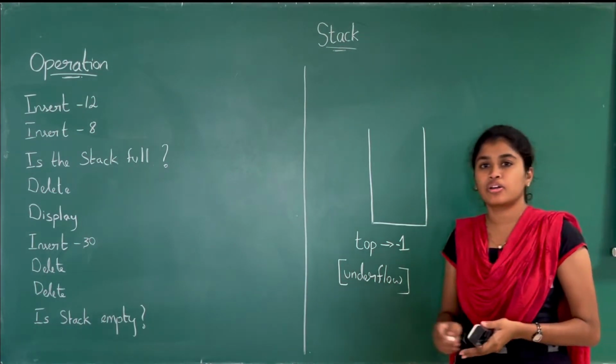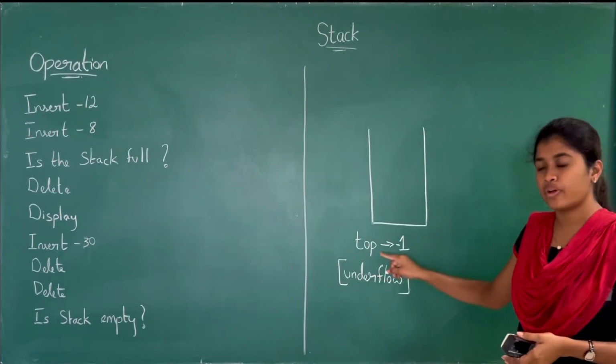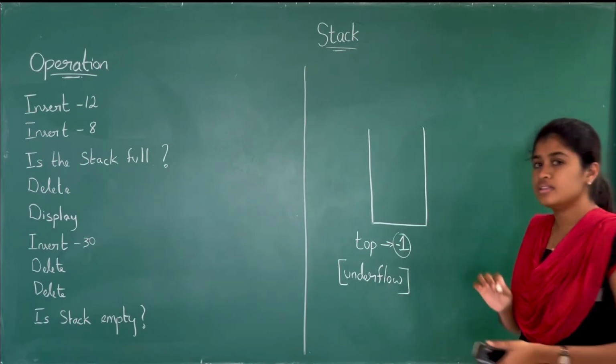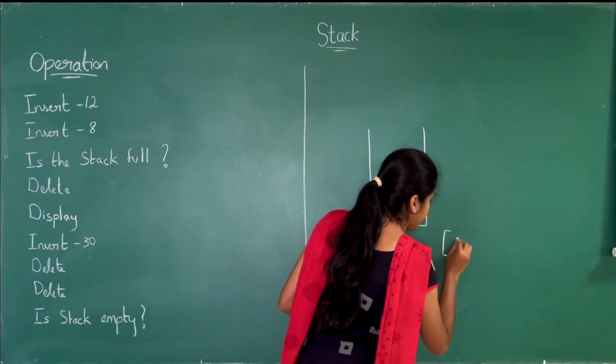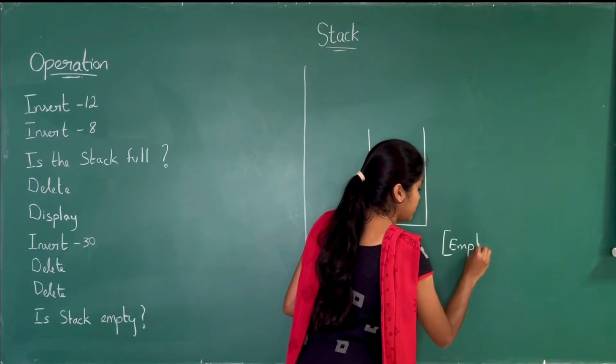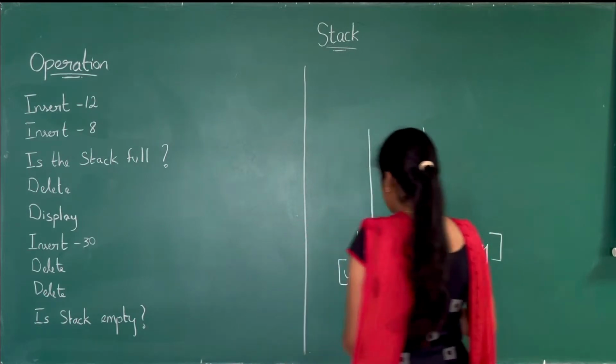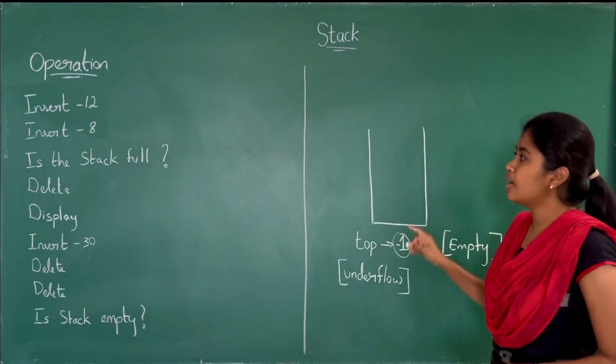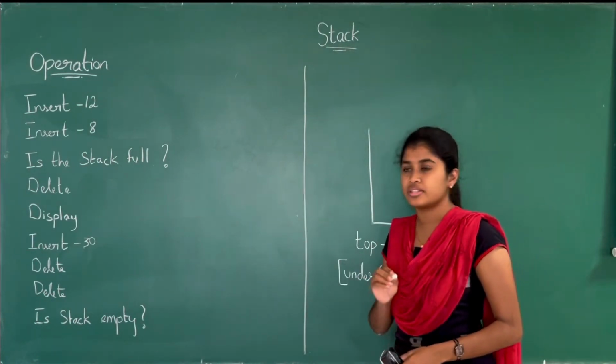Stack has a pointer called top. When this pointer points to -1, this indicates that the stack is empty. This is an underflow condition. Now let us look into different operations in stack.